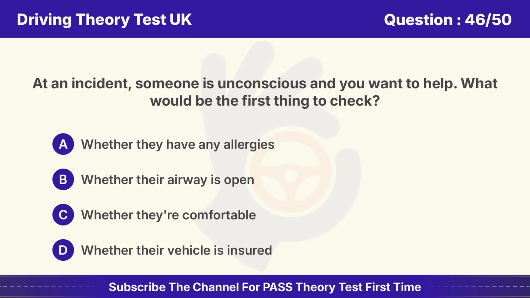Question 46. At an incident, someone is unconscious and you want to help. What would be the first thing to check? Option A. Whether they have any allergies. B. Whether their airway is open. C. Whether they're comfortable. D. Whether their vehicle is insured.